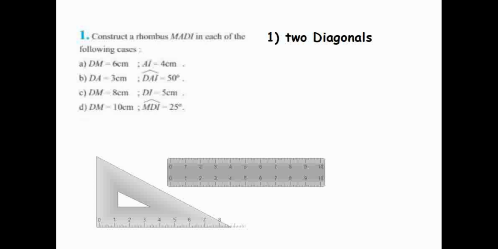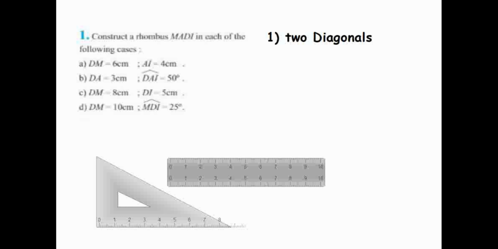In the question, in front of you, they're not going to tell you, I'm giving you two diagonals, go and draw that rhombus. That's not going to happen. They are going to ask you, for example, construct a rhombus MADI in each of the following cases. So we have in part A, DM equals 6 centimeters, AI equals 4 centimeters. How to know what they are? Are they diagonals or are they sides?